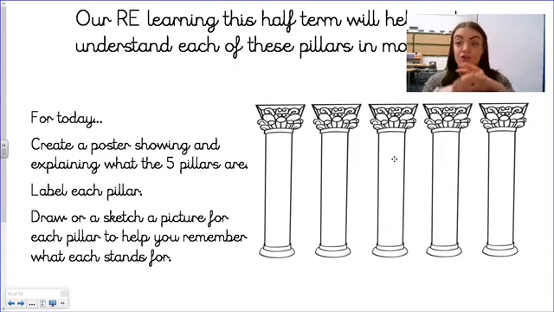So this again is just a poster that's just a general overview of each of the pillars, their names and what they are, so that we can then refer to this each week and build up our learning over this half term. I can't wait to see what all of your posters or however you want to show your learning looks like. And I can't wait to build up this learning with you.